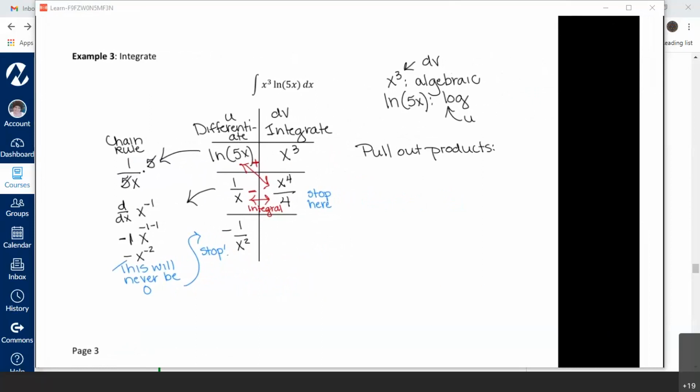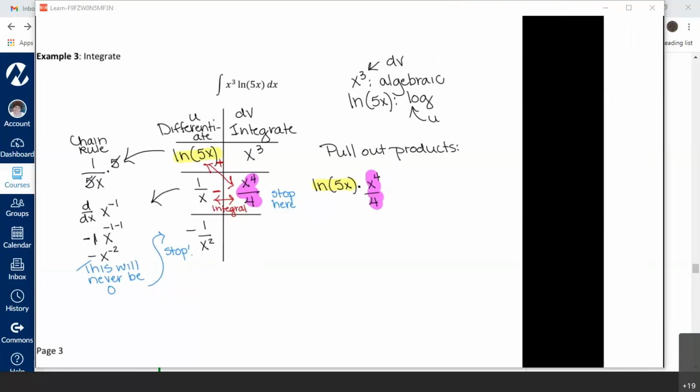So the first one is ln 5x times x to the 4th over 4, and it's positive. And again, here's the ln 5x. Here's the x to the 4 over 4, just so you can see where they are. Now I have a minus sign on my next term. And then an integral. That's because I'm going sideways across, I'm not going diagonally. And then I have the product inside the integral.